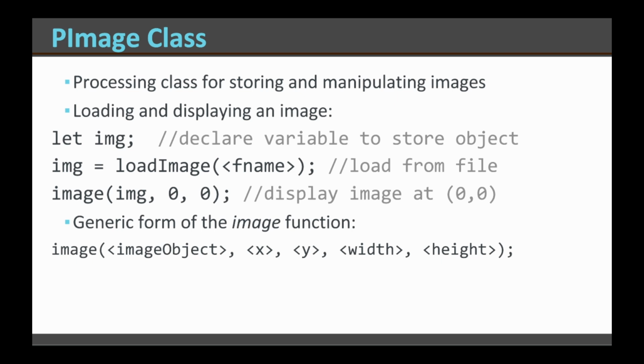So loading the image is as simple as getting a file name that is either a URL or is a raw file name that corresponds to an image file uploaded to your project. And then loadImage returns an image object.